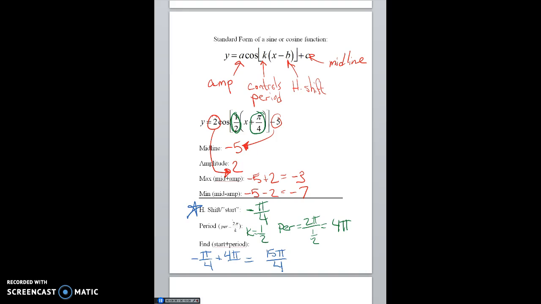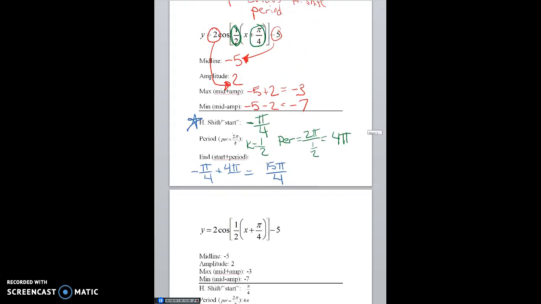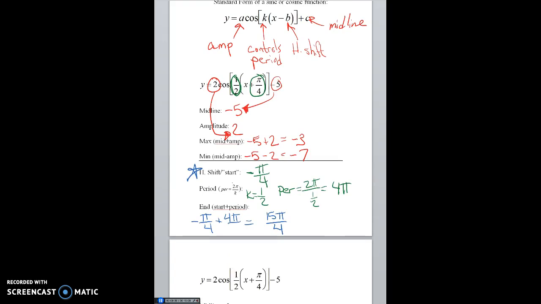Did I make a blank graph on the next page? No. Okay, so if I were to graph this, I'll make a graph right here. We don't have a whole lot of room. The midline is at -5.